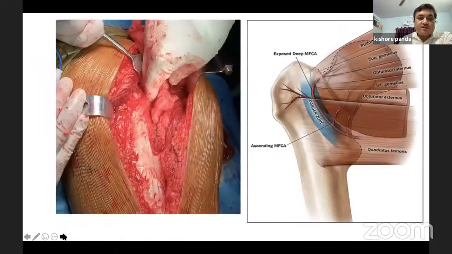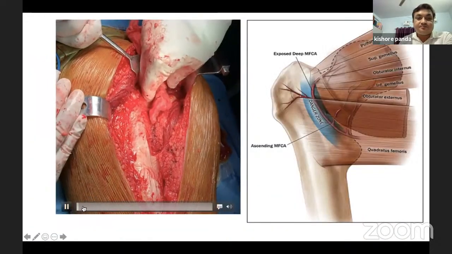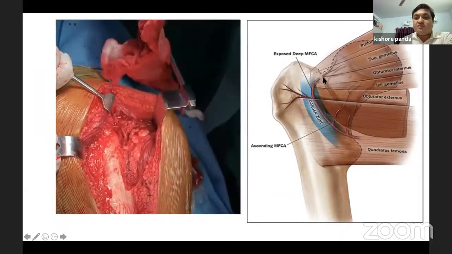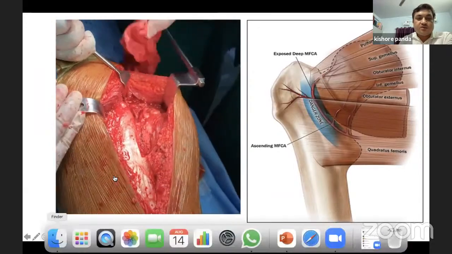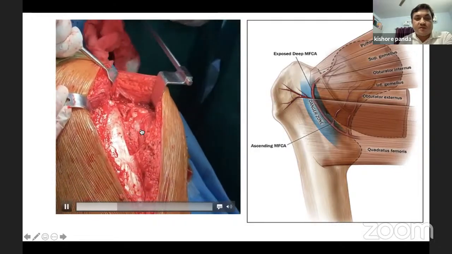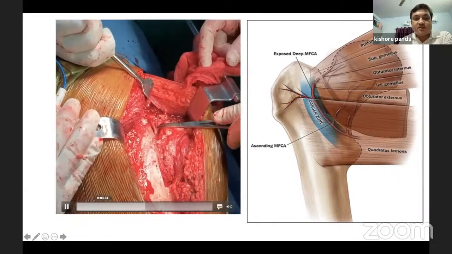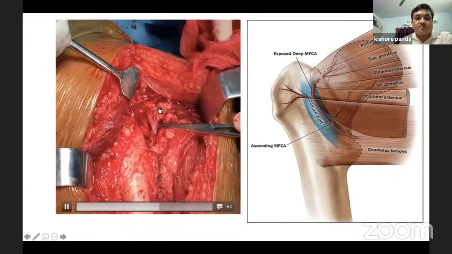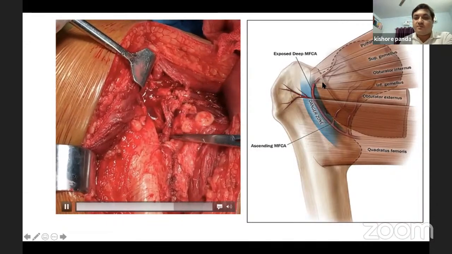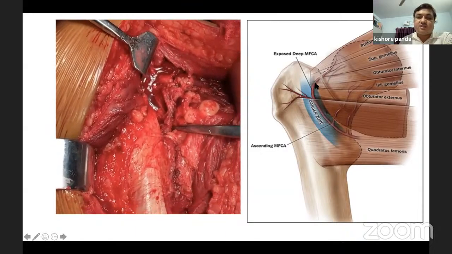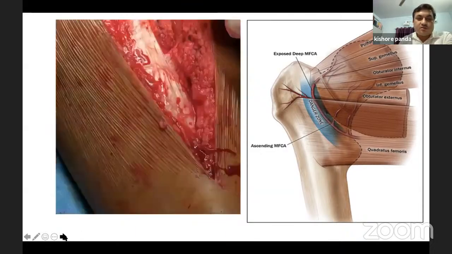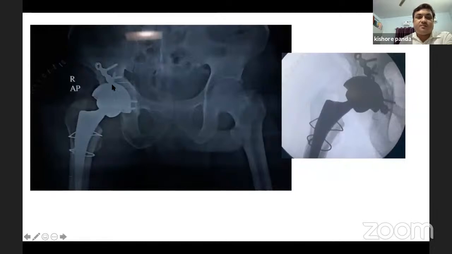And another thing happened. Probably I injured these vessels, which led to avascular necrosis of this superior part of the head. You can clearly see the gush of blood coming. So probably I injured these vessels just below the piriformis. Within a few days it became arthritic and we had to replace it.